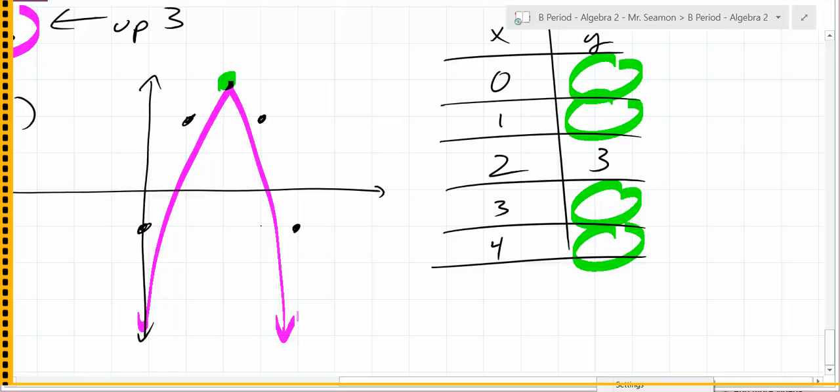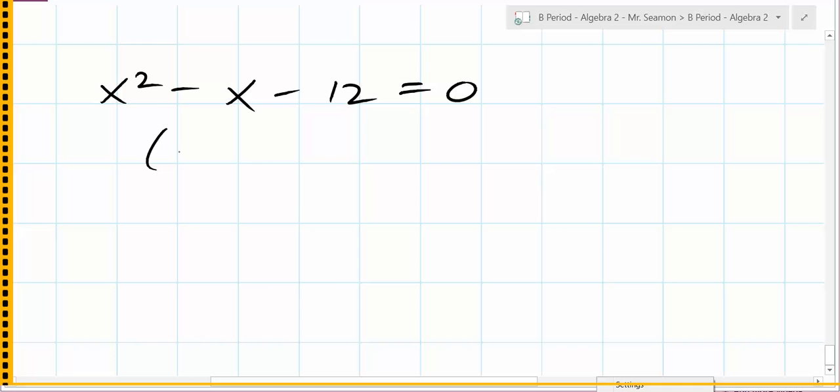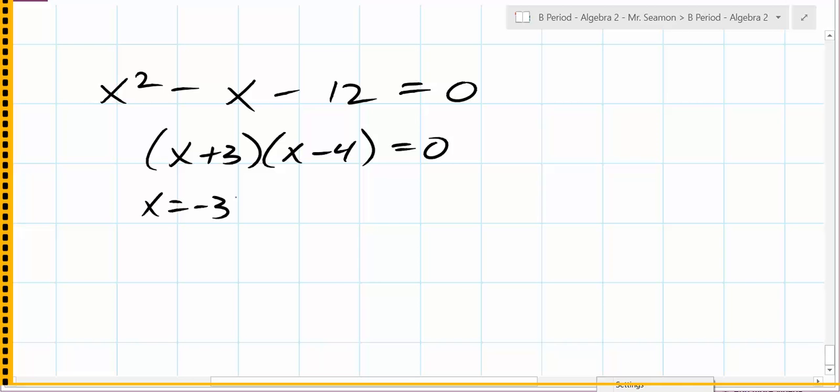Is it going to be fractions? Yes. Does it change anything about the work? No. If you factor this, what did it factor into, Kelly? X plus 3, x minus 4. Correct. So you know that x is equal to -3 or x is equal to 4.